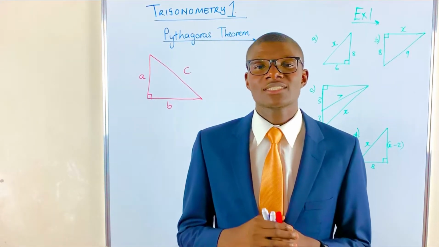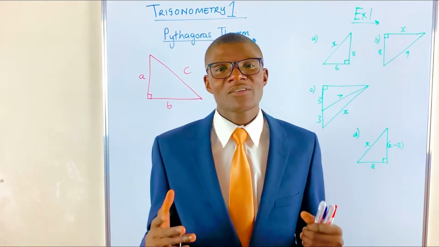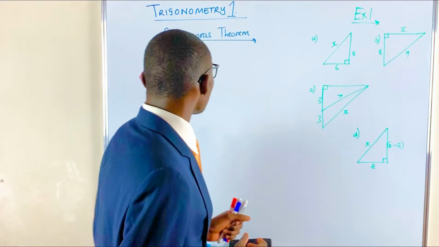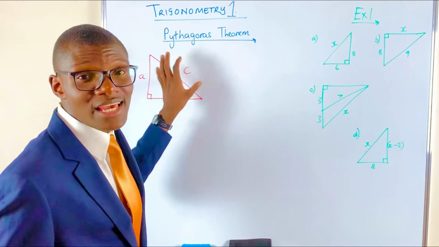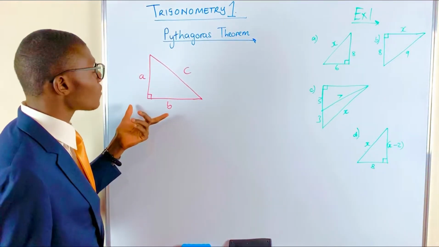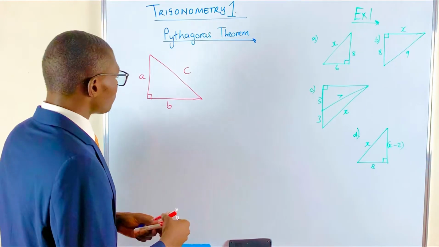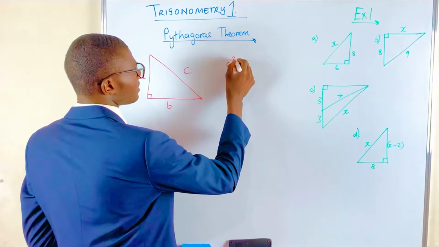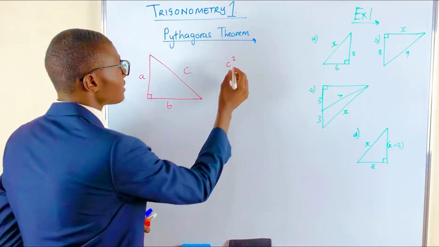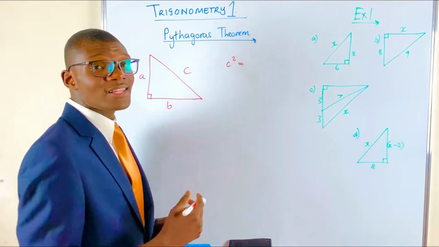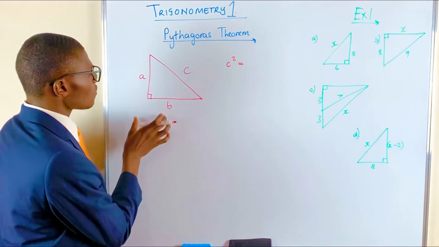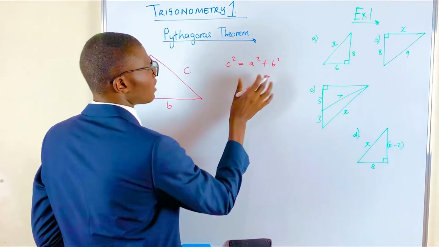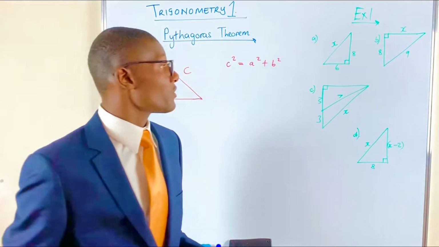Today we're going to look at the Pythagoras Theorem. The Pythagoras Theorem states that the square on the hypotenuse side is equal to the sum of the squares on the other two sides. So we can write this like this: c squared, being the square on the hypotenuse side, is equal to the sum of the squares on the other two sides. So this will be equal to a squared plus b squared. So this is what we call the Pythagoras Theorem.